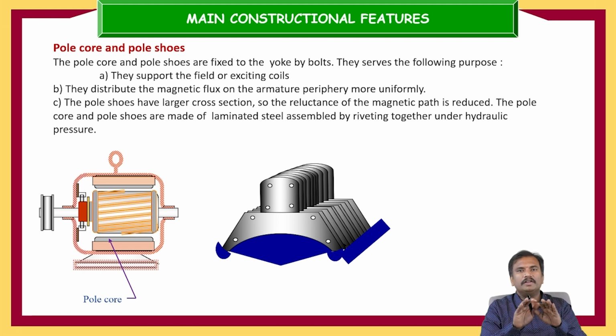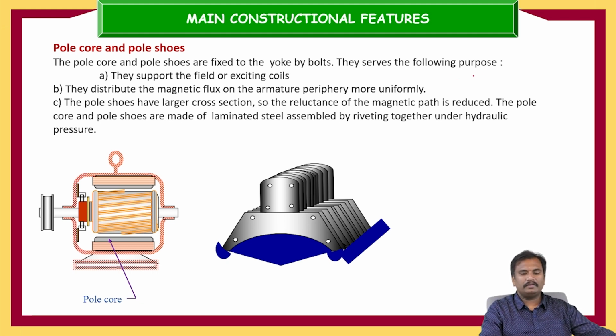So if we have box type pole shoes or poles, then what happens? The flux will be distributed non-uniformly. So in order to get uniform flux distribution, the shape of the pole shoe should be in the form of a circular manner. That's why we are placing the pole shoe in this way.